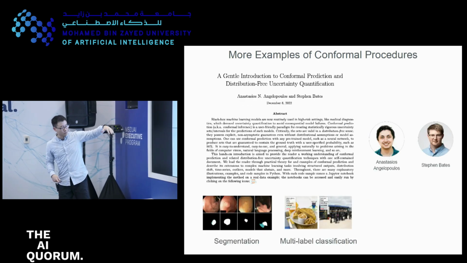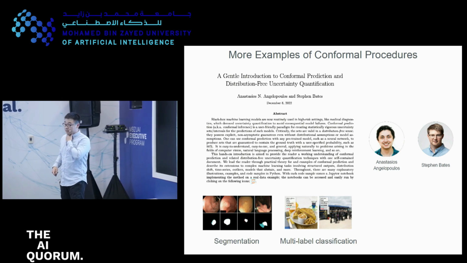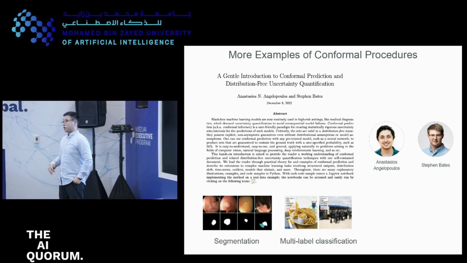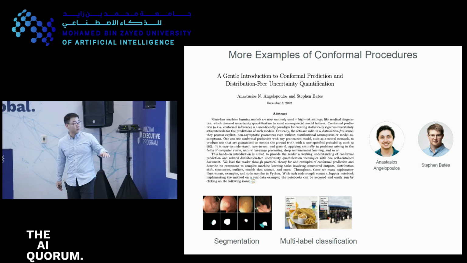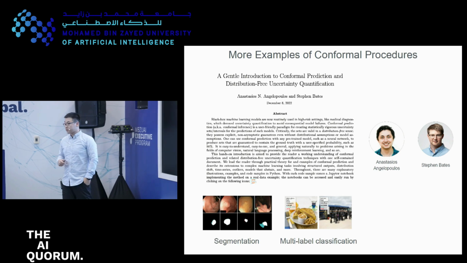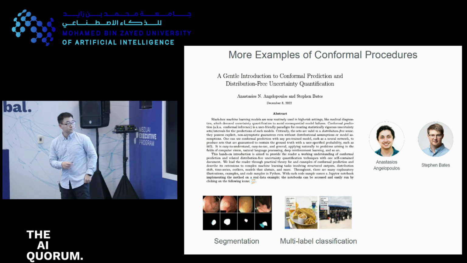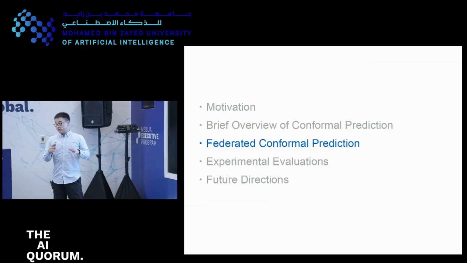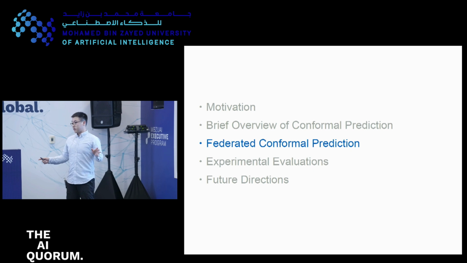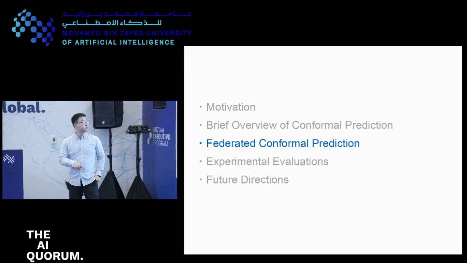And for more examples, it is not only for classification problems; it can be applied to a wide range of problems. I highly recommend going to Anastasia's and Stephen's tutorial on what kinds of applications conformal prediction can be applied to. And next, I will introduce how we construct this federated conformal predictor.